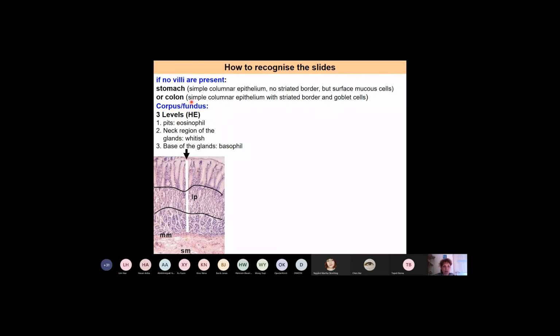In the corpus or fundus of the stomach, the mucosa will show these three levels. In the uppermost level, you will see these typical invaginations, the gastric pits, which appear light eosinophilic. Then in the lower part, you see the glands, and the neck parts of the glands will be whitish, so they are not stained, because here the mucous neck cells predominate, and in the basal part of the glands you will see a basophilic staining, because here the chief cells predominate. So if you can see these three colors, eosinophilic, colorless, and basophilic, so bluish color, it must be the corpus or fundus.